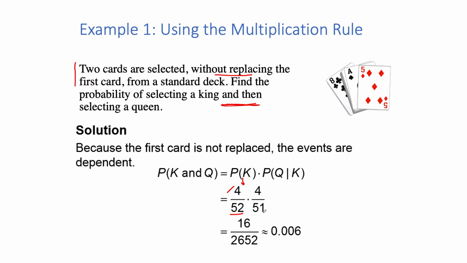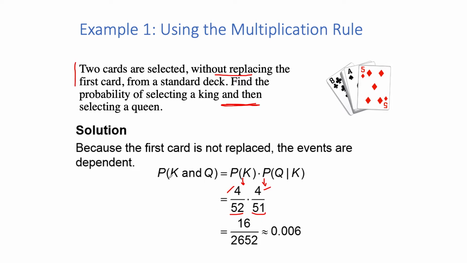Here the crucial thing is not about what card was drawn first, but about the fact that it was not replaced. So when I go to draw the queen, I have only 51 cards to choose from because I already picked one and threw it out. So I have 51 cards to choose from, 4 of them are queens. So the probability of getting a queen when the first card was a king and not replaced is 4 over 51.